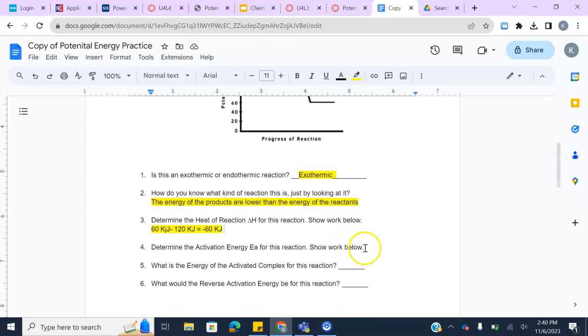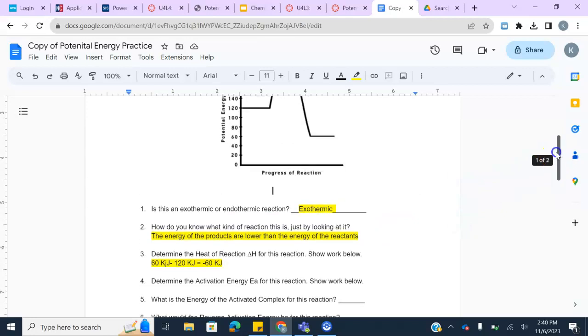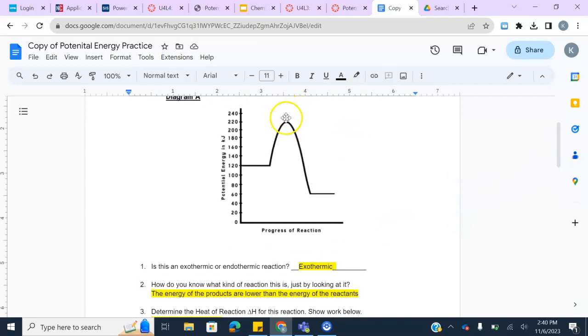All right, question 4, determine the activation energy for this reaction, and we're going to show our work. Now, remember, our activated complex is the peak here, right? So this is where we're getting that transition where our products are starting to form.